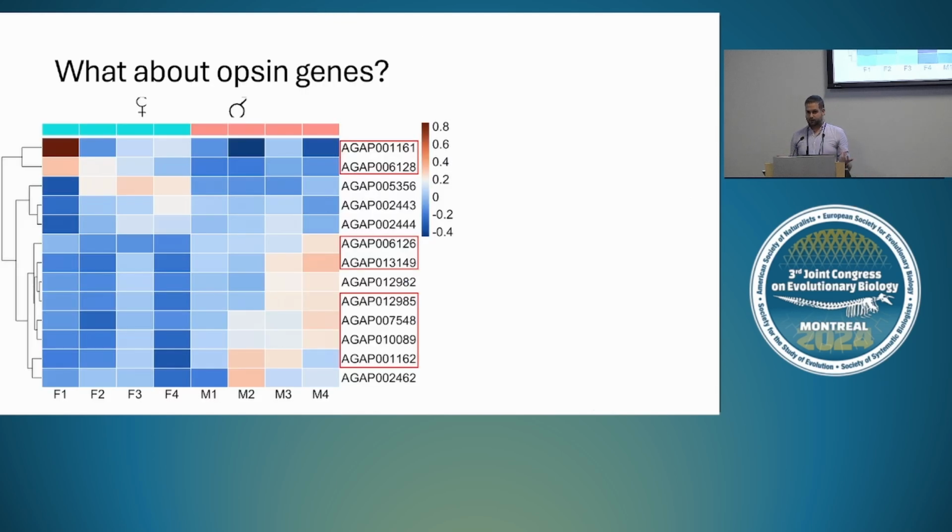So then, what about the opsin genes? This is the list of all of the opsin genes in Anopheles gambiae. The red squares mark the ones that are significantly differentially expressed, but the log fold change is very tiny. So the differences in expression between male and female are very small. So what we thought is that, because the differences are tiny, maybe they are in the pattern of expression across the retina.